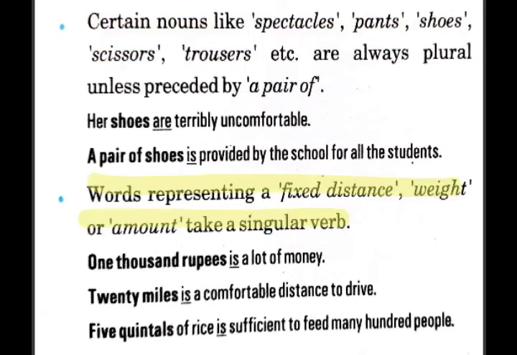Okay. Also, the words representing a fixed distance, weight or amount take singular verb. So if there is something fixed amount, fixed distance, then we use singular verb. For example, 1000 rupees is a lot of money. So we are talking about a fixed amount. 20 miles is a comfortable distance to drive. So I hope you understand this, that when we are using singular and when we are using plural verb.